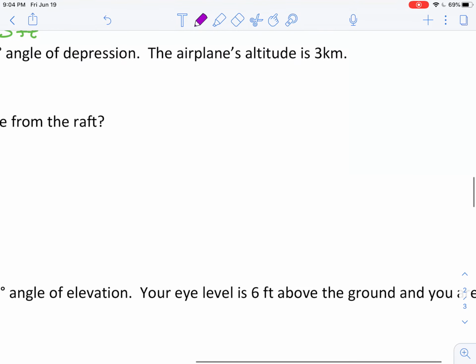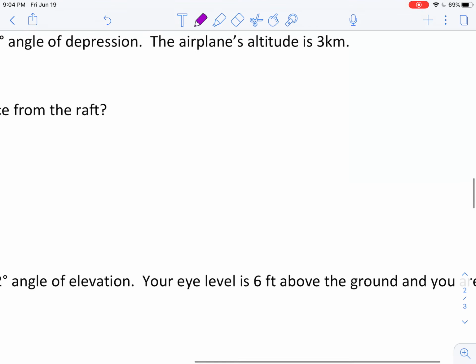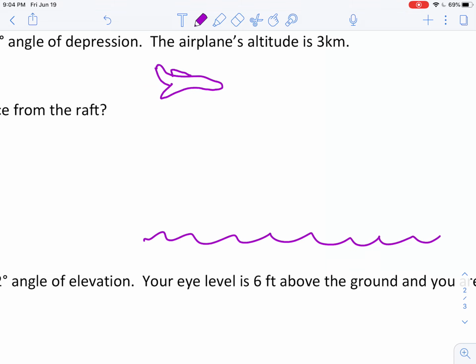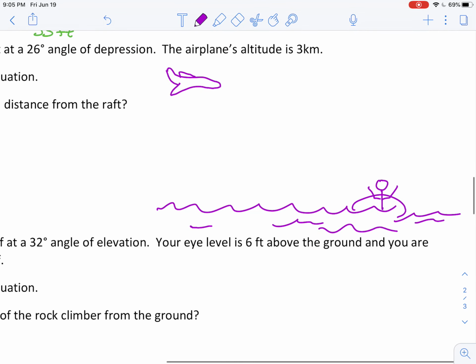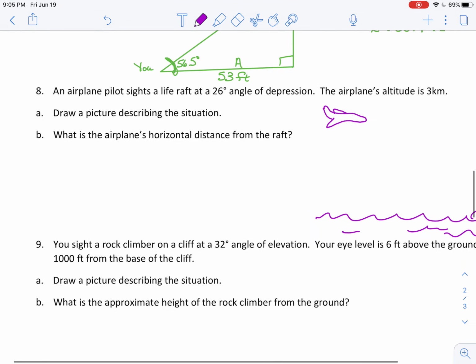Okay, so again, you do not have to have any drawing skills at all. But I sometimes draw pictures so I can get an idea of what's going on. So I have my airplane up in the air, and then there's supposed to be some life raft. So here's my stick person asking for help, not drowning. Okay, so this is what's going on.